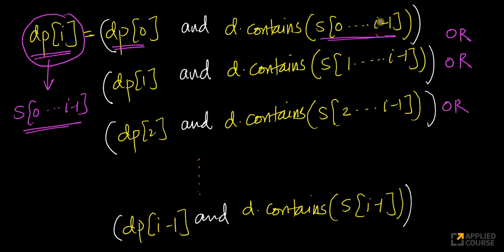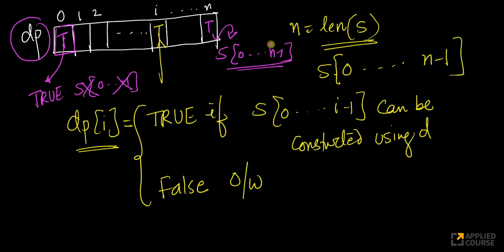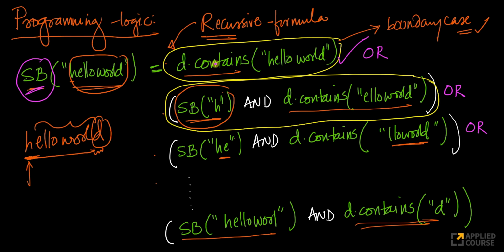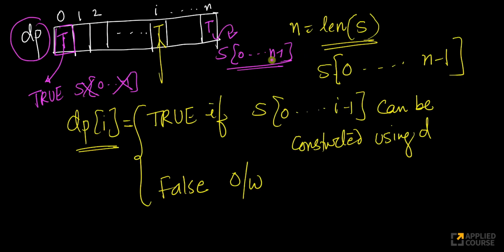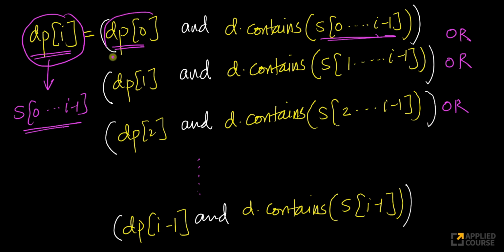What is this first line equivalent to? This first line is equivalent to this case. D contains the whole string, right? See, this is anyway default true. What does this mean? This means D contains the whole string, right? Or what is the second case?